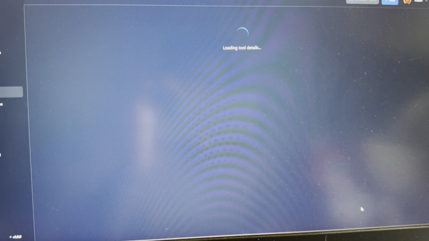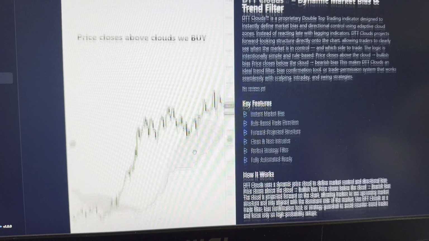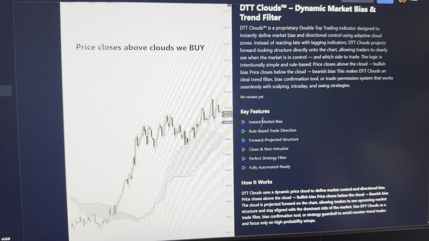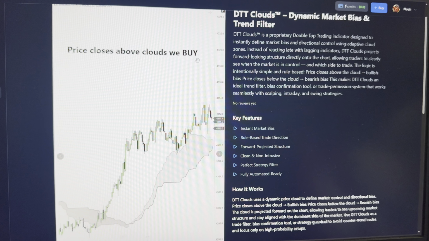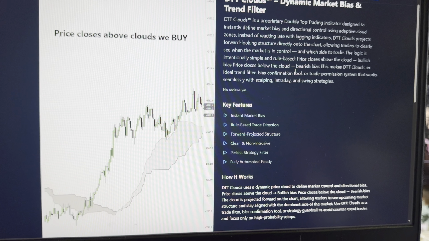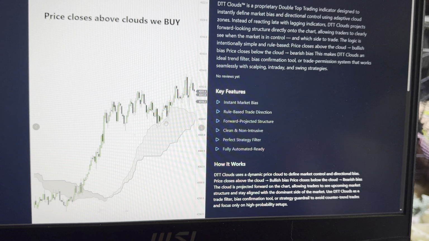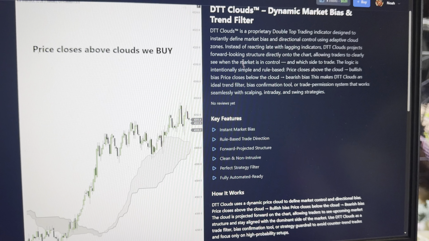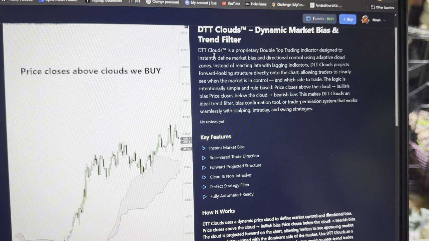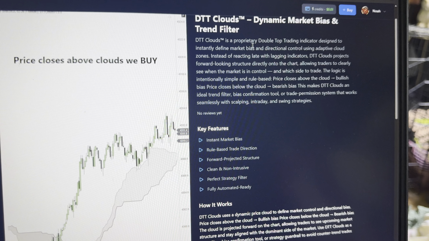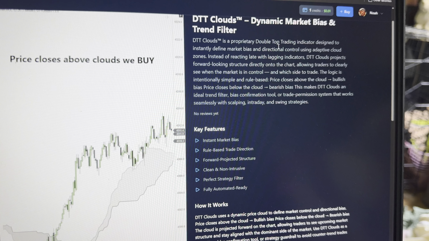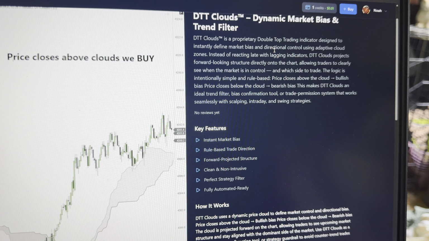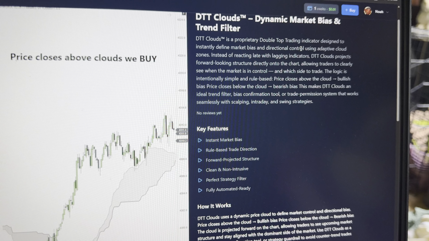And if we go to view the tool right here, let it load, you'll be able to see very quickly that this is very impressive, especially whenever price closes above clouds, we buy. Whenever the price closes below the clouds, we take a sell. And also right over here, we have the DTT Clouds is a proprietary double top trading indicator designed to instantly define the market bias and directional control using adaptive cloud zones.